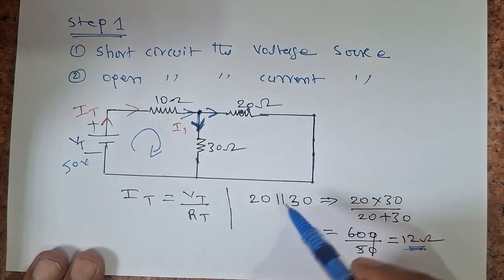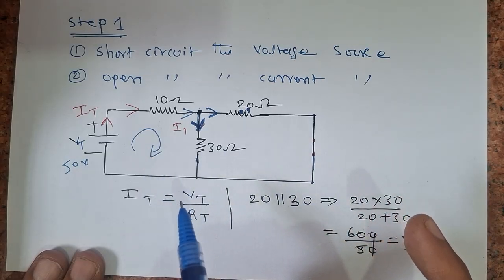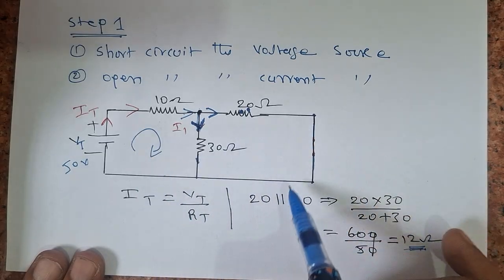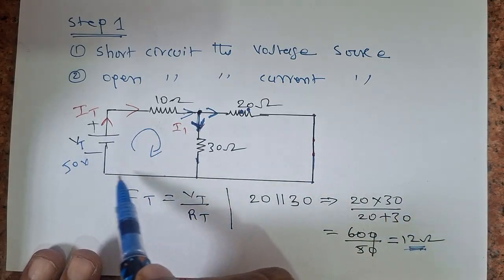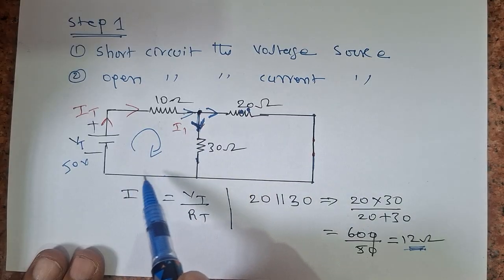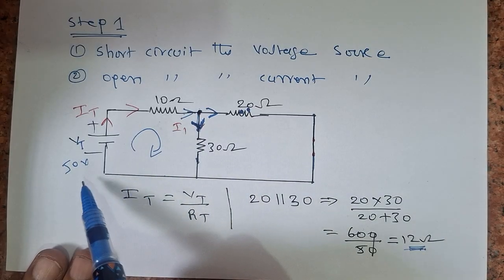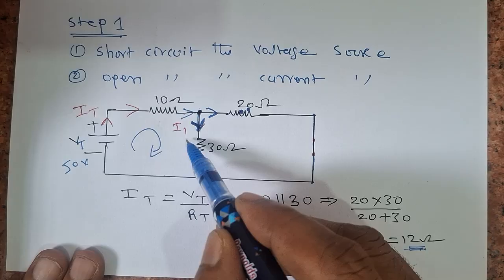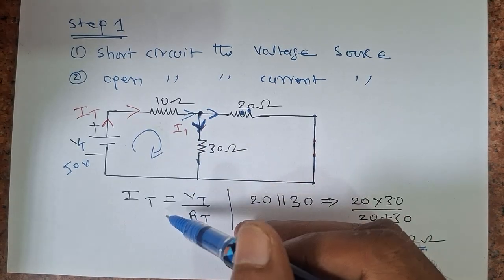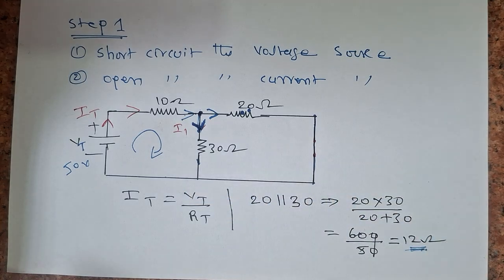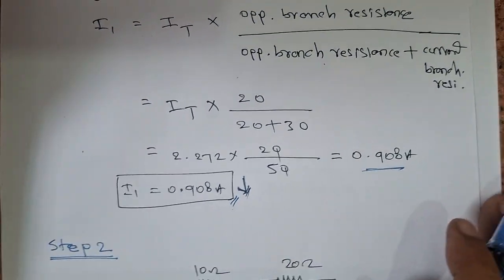So this is step number one. Remove the other voltage source and find how much current is coming from source one acting alone. From this source, my I1 current is 0.90 amperes. Next, step 2. Similarly, what we have to do?